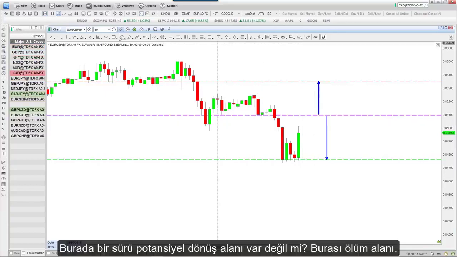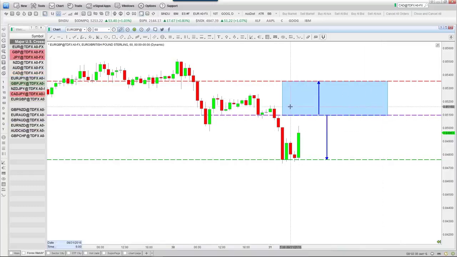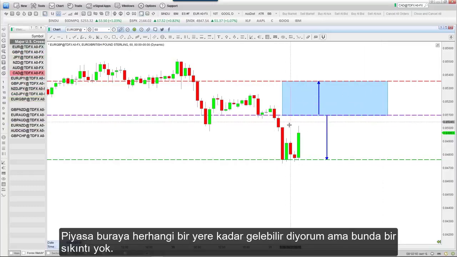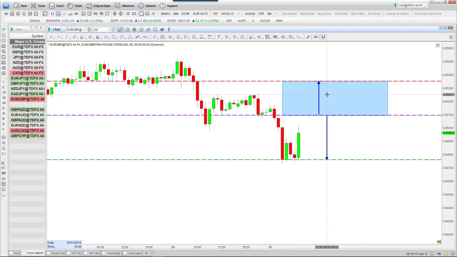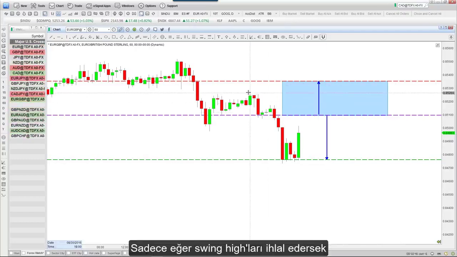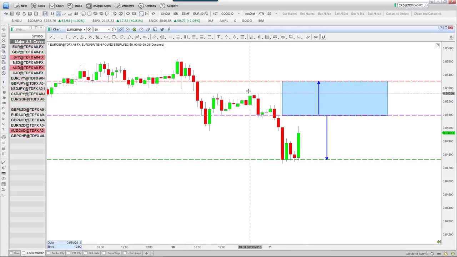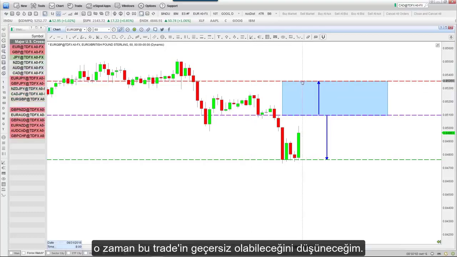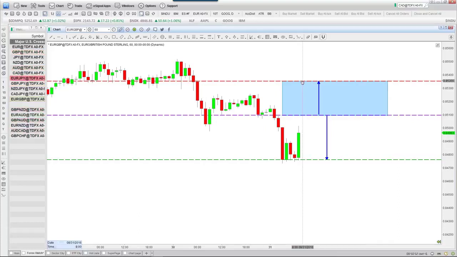I've got all of this. This is all potential reversal area, right? This is all kill zone in here. I'm saying the market can come anywhere in here and it's still okay. Nothing wrong with that. It's only if we violate these swing highs that I'm going to concern myself and consider this trade to be invalid.